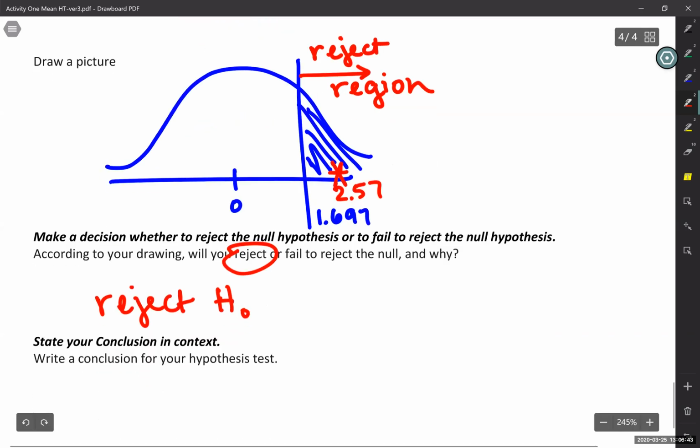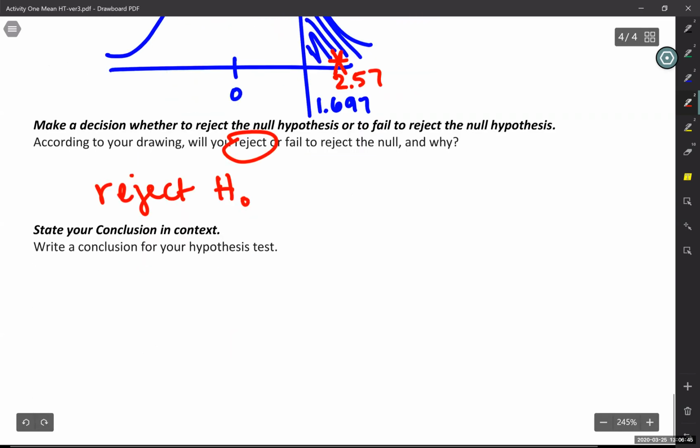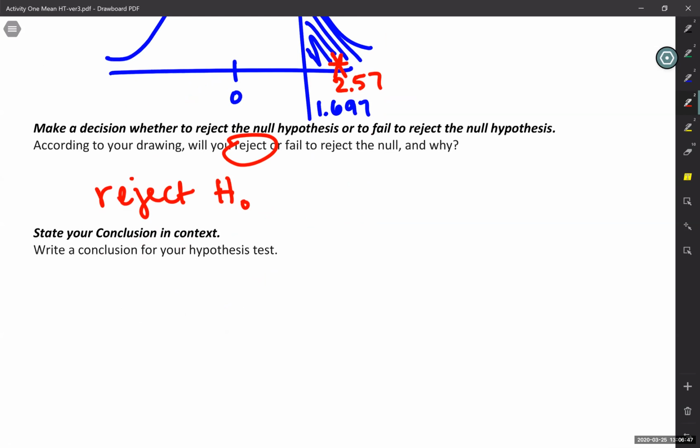Okay, so since we are rejecting, we're going to write a conclusion for your hypothesis test. Just like chapter 8, all the conclusions are going to have the same kind of skeleton outline, and then you'll just fill in the blanks for the problem. This is the first time, so I'm going to write it all out, and I'm going to underline what's unique to this problem, but we will have lots of time to be practicing these problems over and over again.